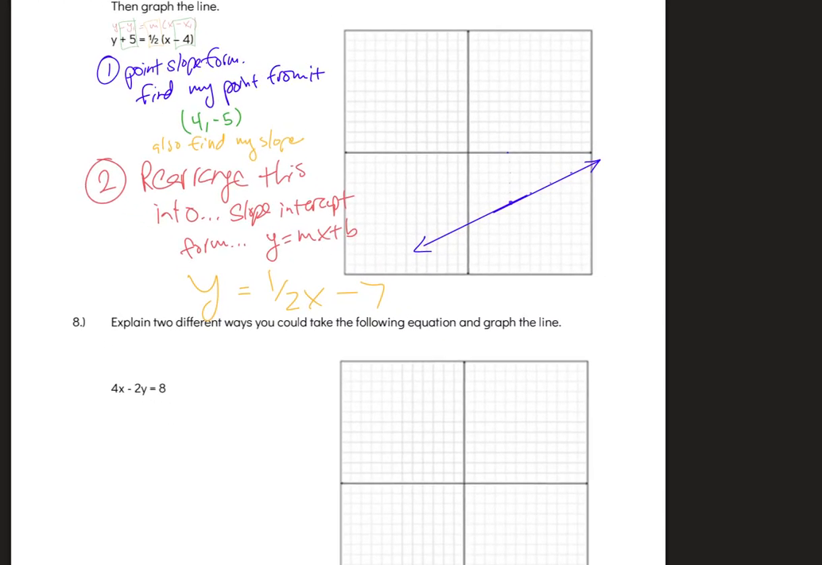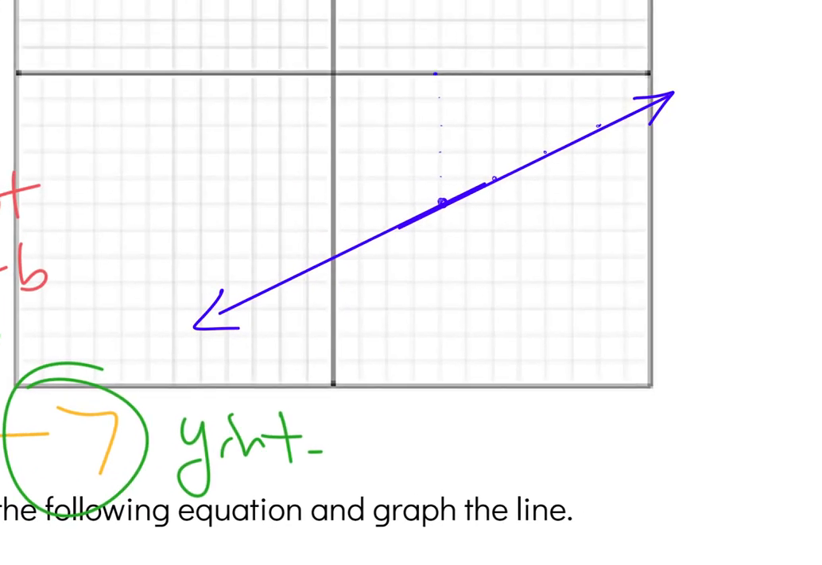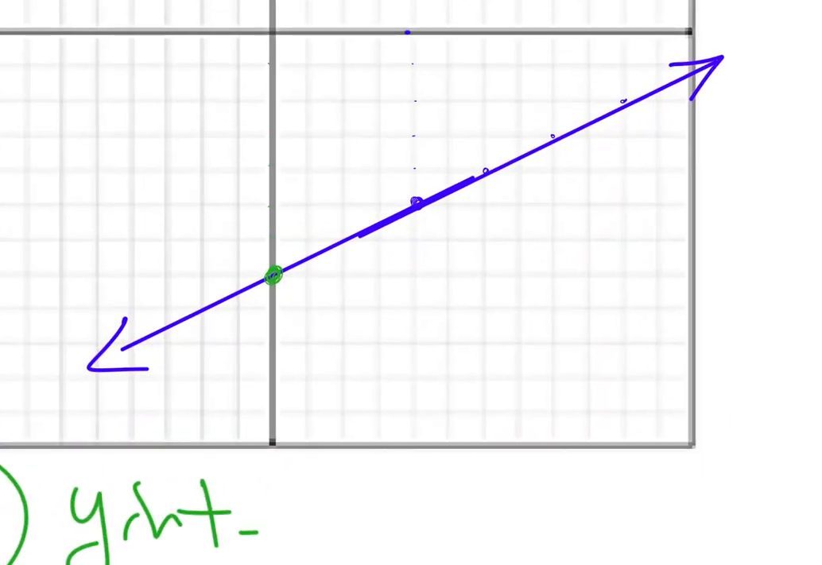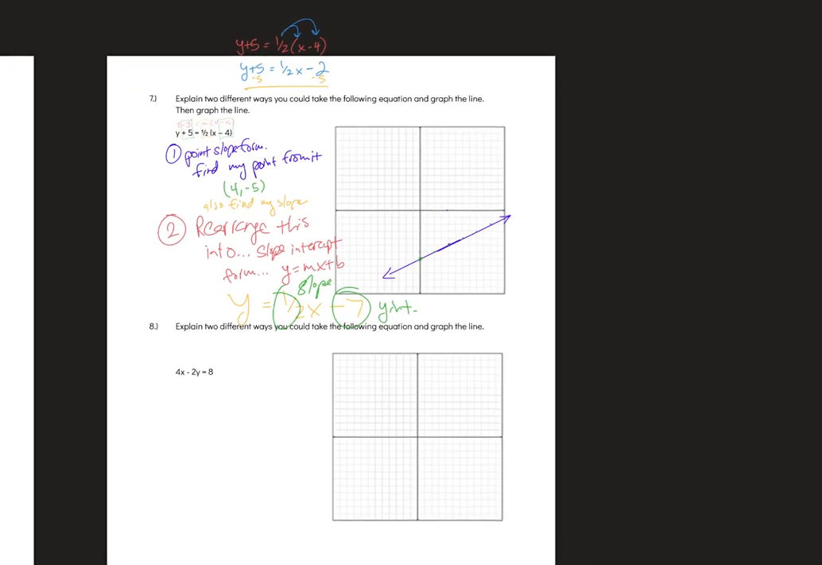And from that, I have my y-intercept and my slope. So the y-intercept would be at -7. Let's see if it is. 1, 2, 3, 4, 5, 6, -7. And the slope is still 1/2. Up 1 over 2, up 1 over 2, up 1 over 2. Still works. So boom, that is 2 different ways you could do that one.